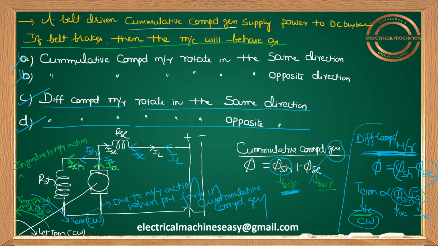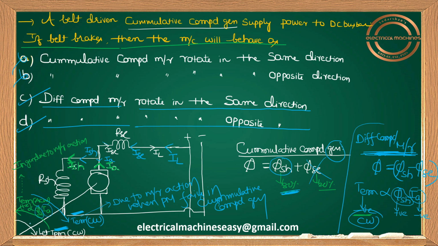Ultimately, to answer, you have to compare the torque due to motor action when the prime mover fails with T_PM, not with this T_EM. You have to compare the blue color electromagnetic torque with T_PM, because initially it is acting as a cumulative compound generator. In a generator, the rotor rotates in the direction of T_PM only. So you have to compare T_EM with T_PM only. Then you will get the right answer. Some people compare T_EM with this T_EM. That is not correct, because in a generator the rotor rotates in the direction of T_PM, not in the direction of T_EM.